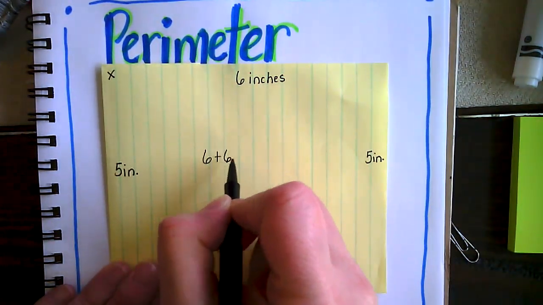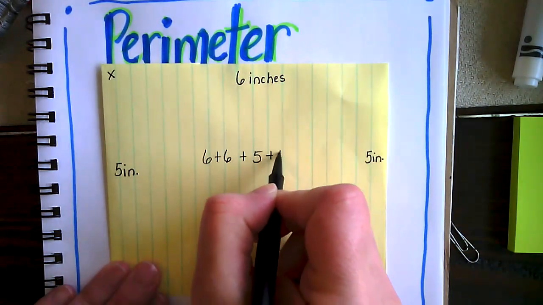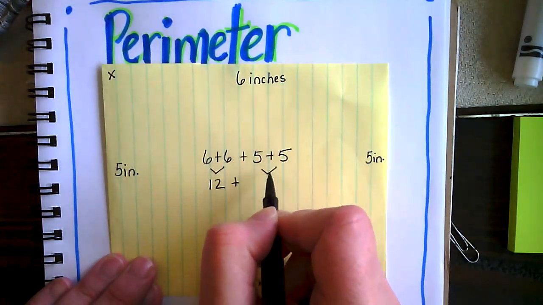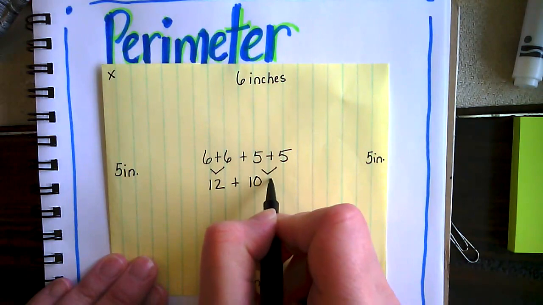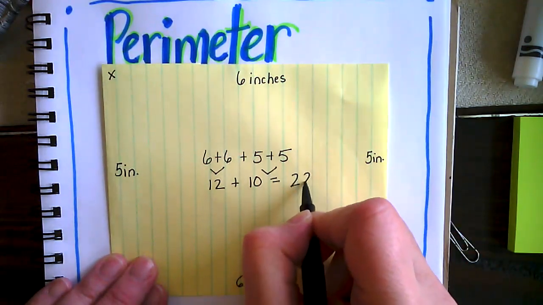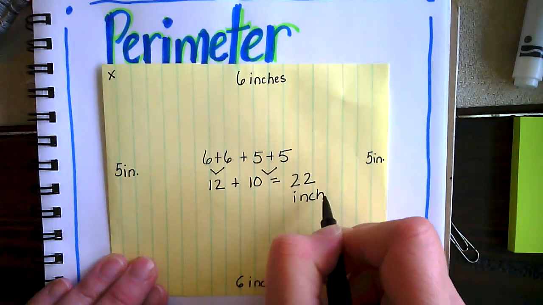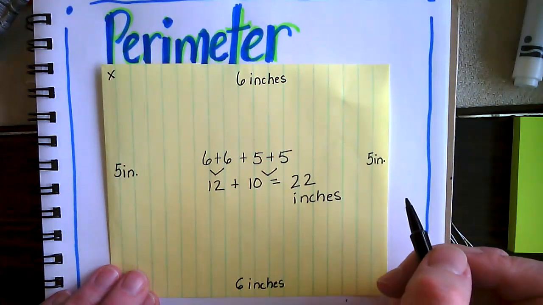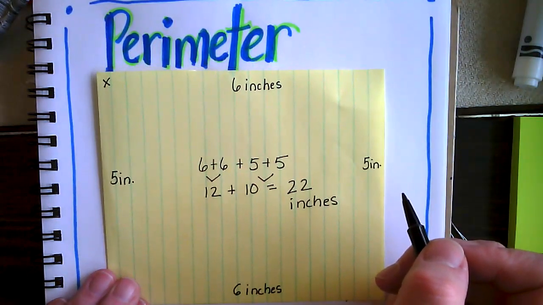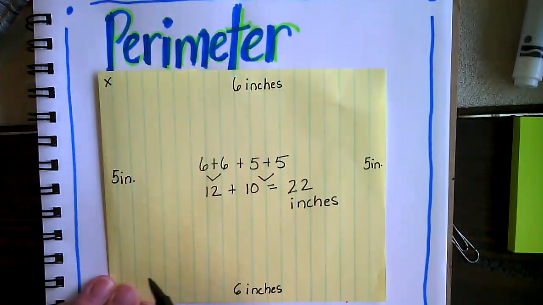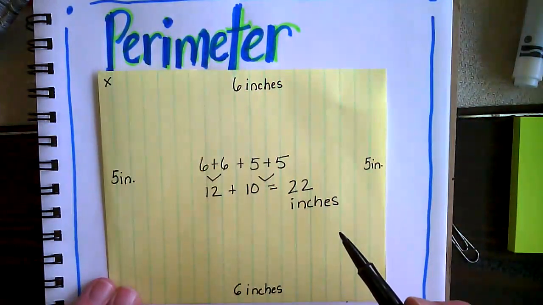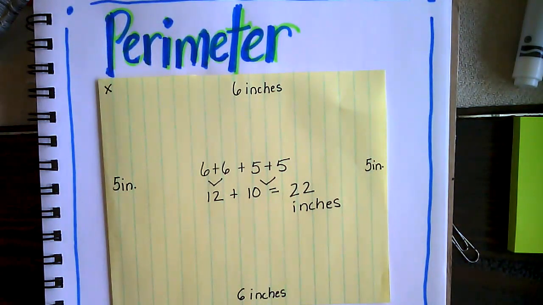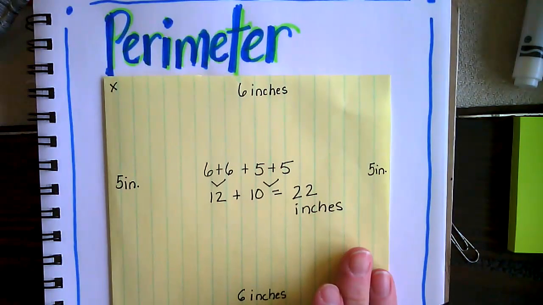6 plus 6 plus 5 plus 5. And you know, you guys are really good at grouping. 22 inches. The ant walked 22 inches. When you find the perimeter, you are really just finding the distance around something. That's all perimeter is, finding the distance around something. You're measuring the length around.